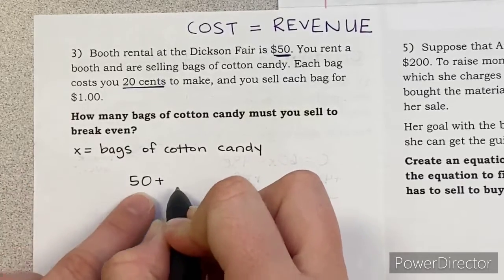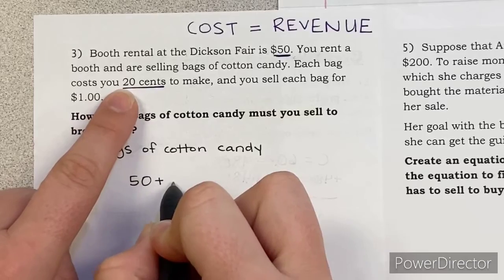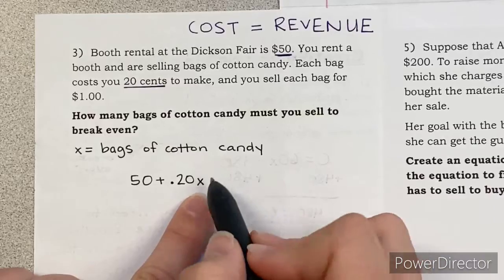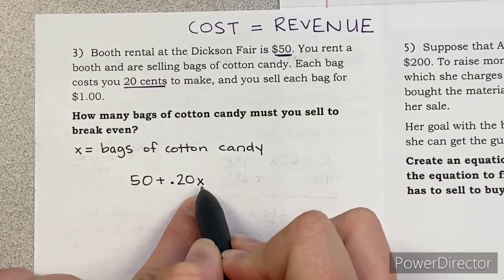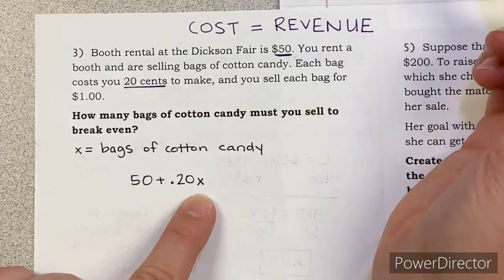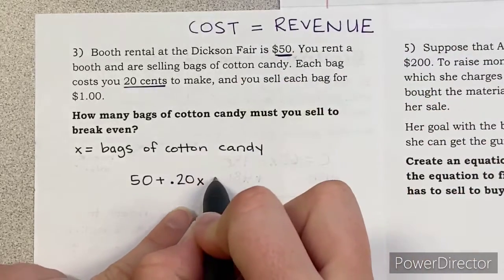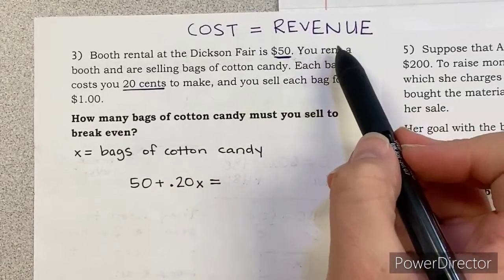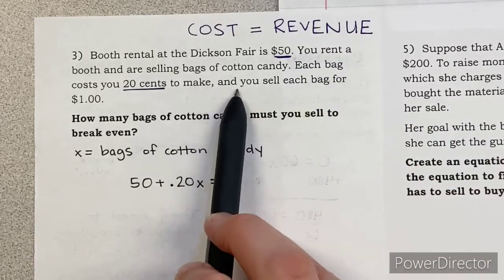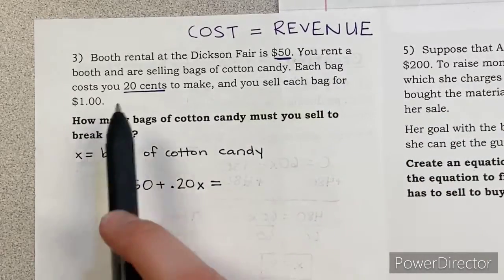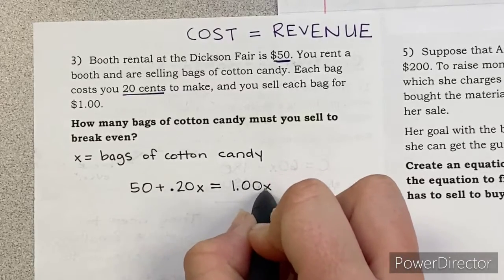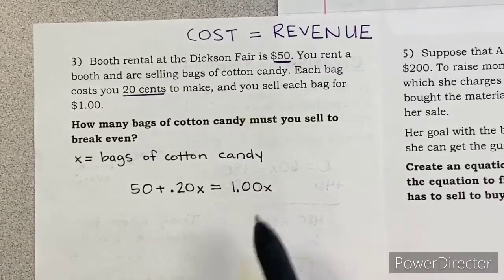So I'm going to add that to my 50. I'm going to convert 20 cents to a decimal so that way I can use it. And then I have to have an x because this is 20 cents per bag of cotton candy. And if we check, these are the only 2 things that cost us money. So then my equal sign. And now I can talk about the revenue side. So remember, the revenue is like profit. It's what you're actually making. And it says right here, you sell each bag for $1. So here, that's what we're making. So we have 1x. So $1 for every bag of cotton candy.